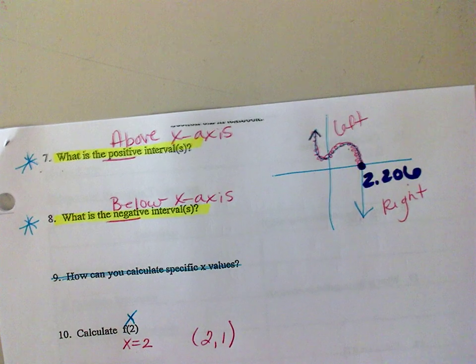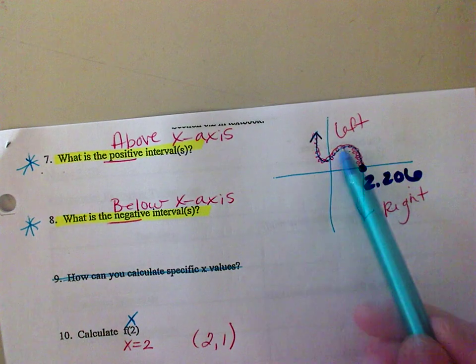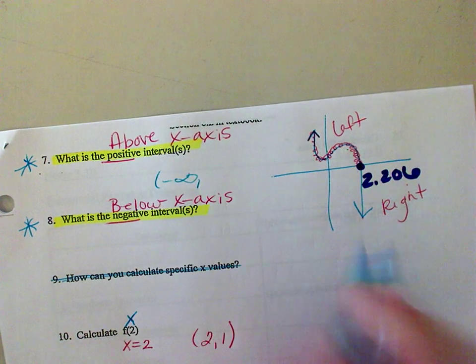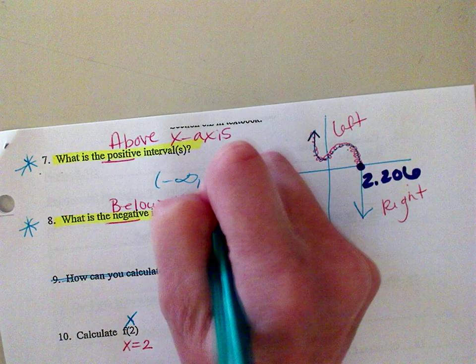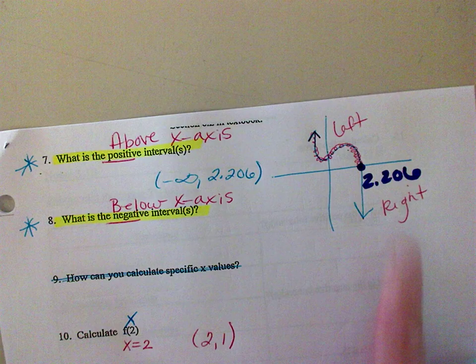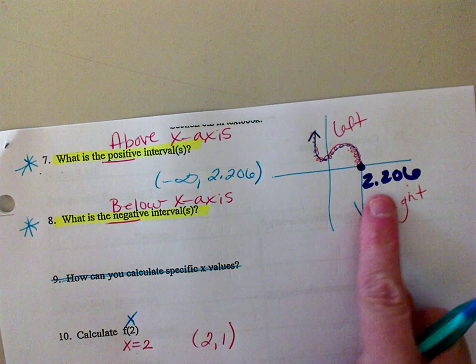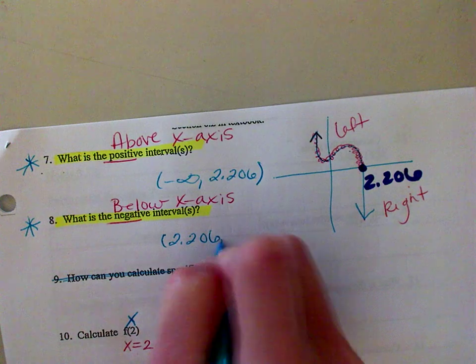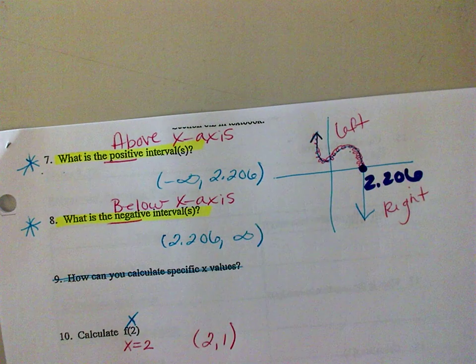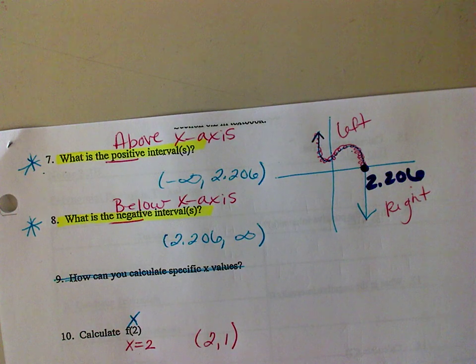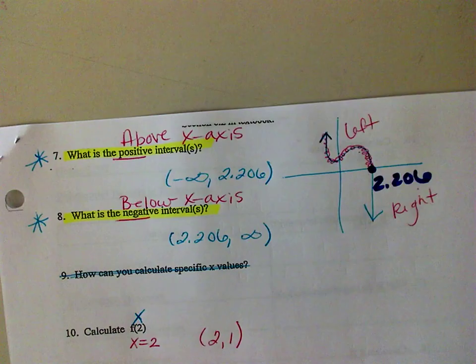So here's how you would write the answer. If it's on the left, you're going to start with negative infinity, and then it stops at 0, which is 2.206. If it's on the right, you're going to start with the 0, and it's going to go to infinity. All right, so that is the new stuff.